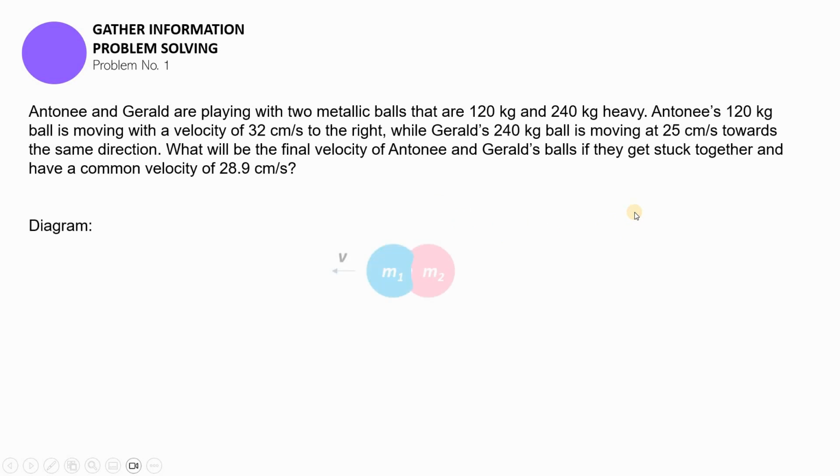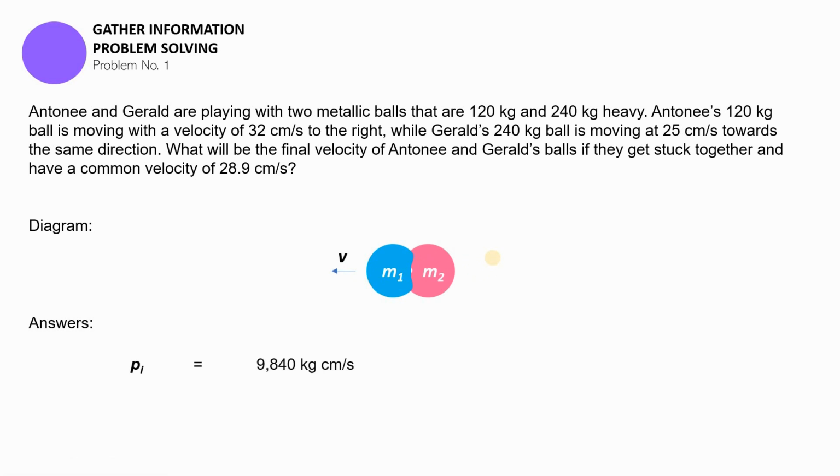The diagram should look like this. Let us look at how it moves. Do you think it's moving towards the left? No. According to the problem, it should move towards the right. So what should you do with this arrow? Move it towards the right. Very good.